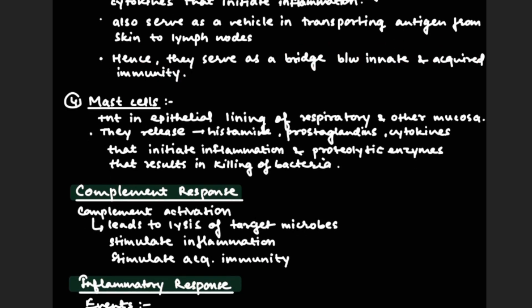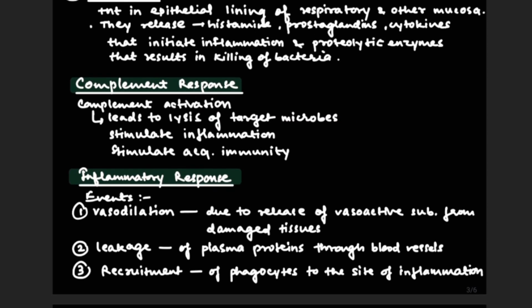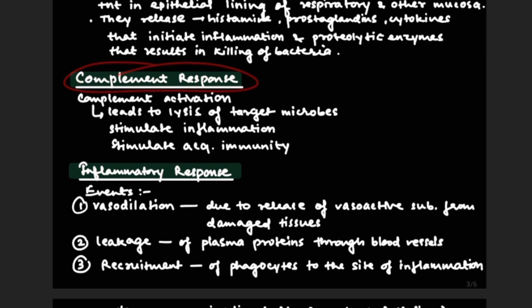The next cells are mast cells. They are present in the epithelial lining of the respiratory tract as well as other mucosa. They release histamine, prostaglandins and cytokines, which also initiate inflammation, as well as proteolytic enzymes which result in the killing of bacteria. So this was all about cells. Now we are going to see about the complement response. Complement activation leads to lysis of target microbes as well as stimulating inflammation and acquired immunity. Now first we will see about the inflammatory response.